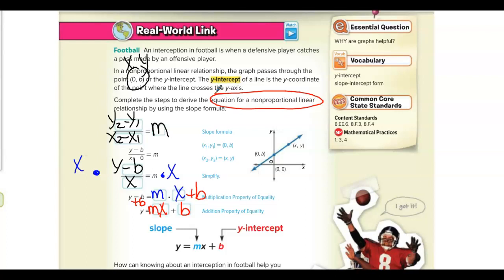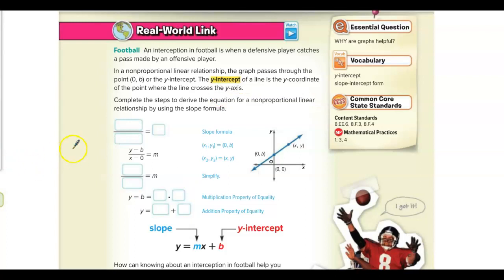Can I erase it? Got it all, Anthony? Rock on. Okay. So then if we look down here, we're going to kind of put it all together.